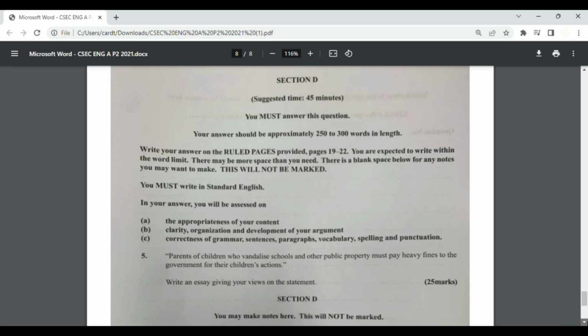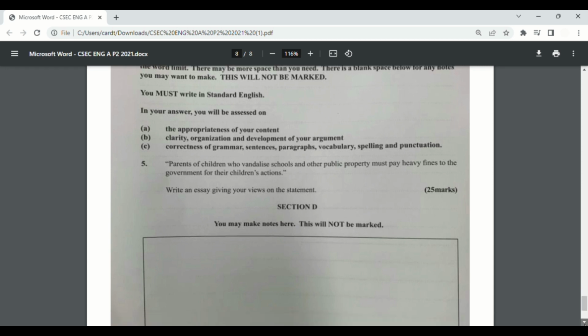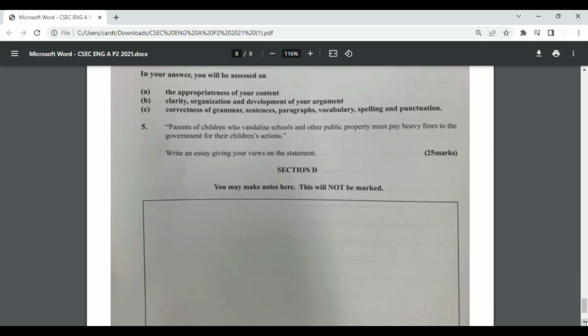So write an essay giving your views on a statement. Parents of children who vandalize schools and their property must pay heavy fines to the government for their children's actions. So this is an argumentative essay, no? Alright, so first and foremost, you need to analyze the question. Analyze the question, and you just have to build a really strong, good thesis around this, where you actually have to defend, and you usually can get a thesis from this very stimulus right there. You get it from that.